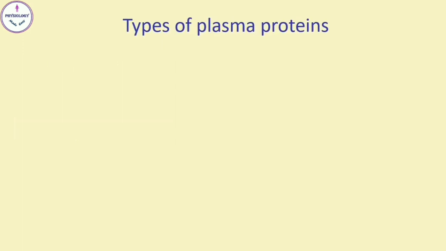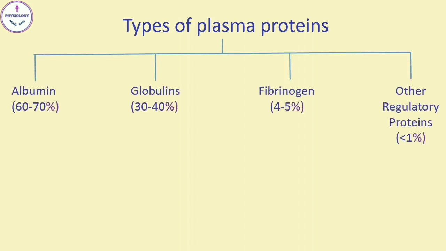Types of plasma proteins. Plasma proteins constitute important organic component in plasma. They comprise of more than 300 types of proteins consisting of simple as well as conjugated proteins. They are classified into three main categories: albumin, which accounts for 60 to 70% of total plasma proteins; globulins, which account for 30 to 40% of total plasma proteins; and fibrinogen, which accounts for 4 to 5% of total plasma proteins. Remainder less than 1% of plasma proteins can be considered as regulatory proteins.